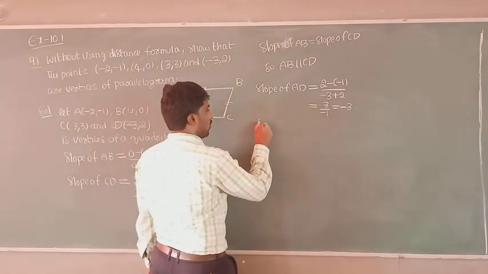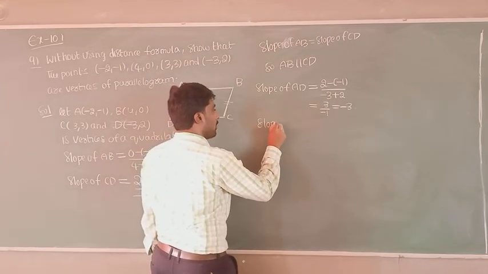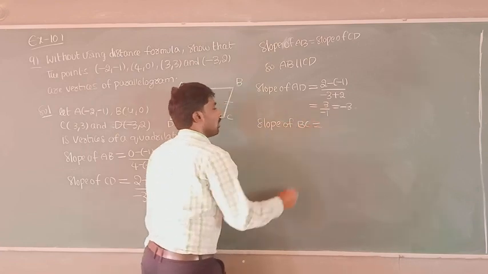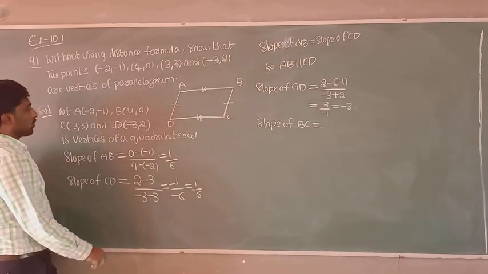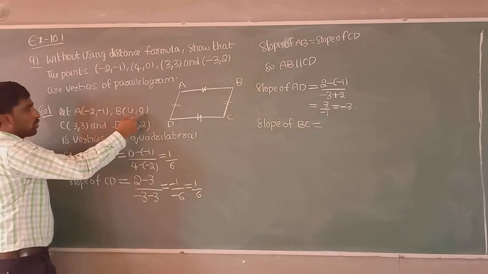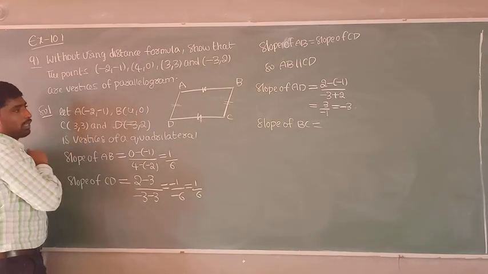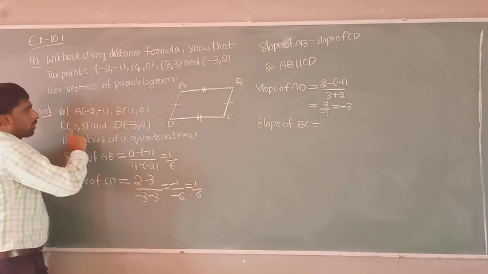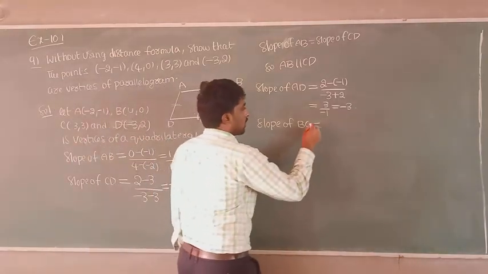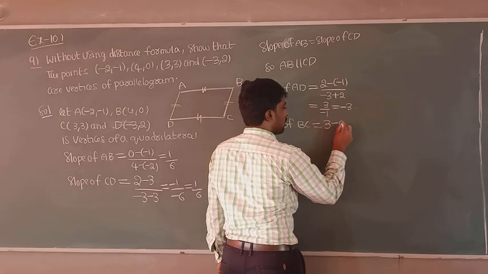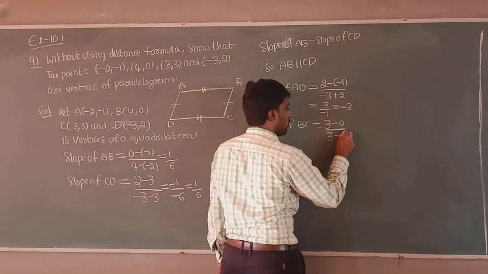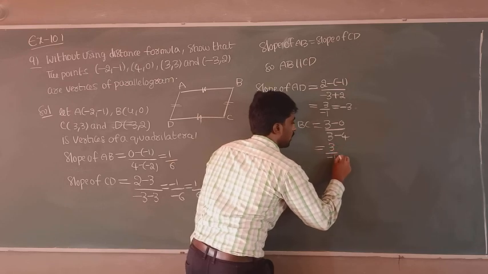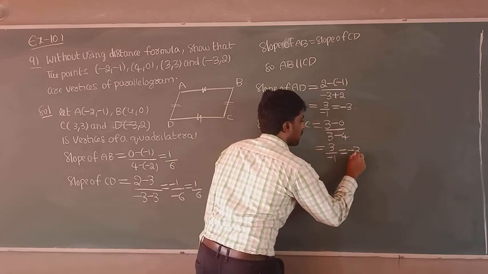Next I have to find the slope of BC. Slope of BC is y2 minus y1. What is y2 here? 3 minus 0 by 3 minus 4. Is it clear, everyone? What am I getting here? 3 by -1, which is equal to -3.